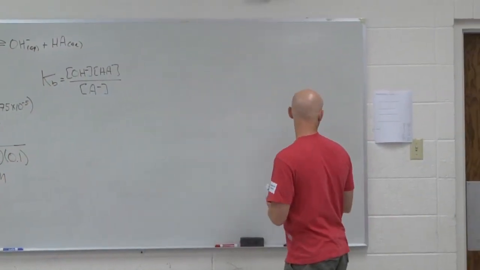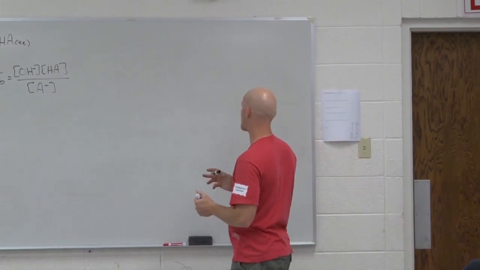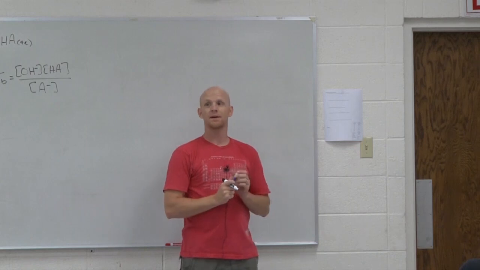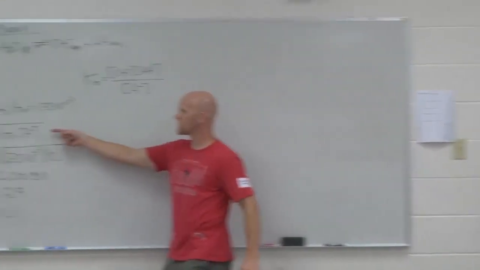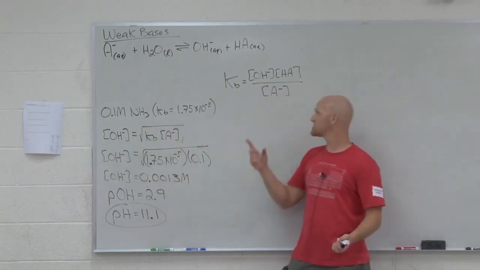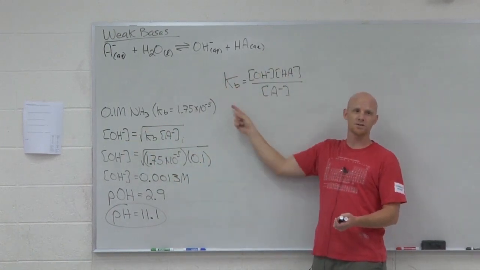All right, part E. What is the question actually asking you to solve for in part E? Kb, so then should you use the shortcut? No, the shortcut's how you get OH minus. To solve for Kb, I should just use the original Kb expression.